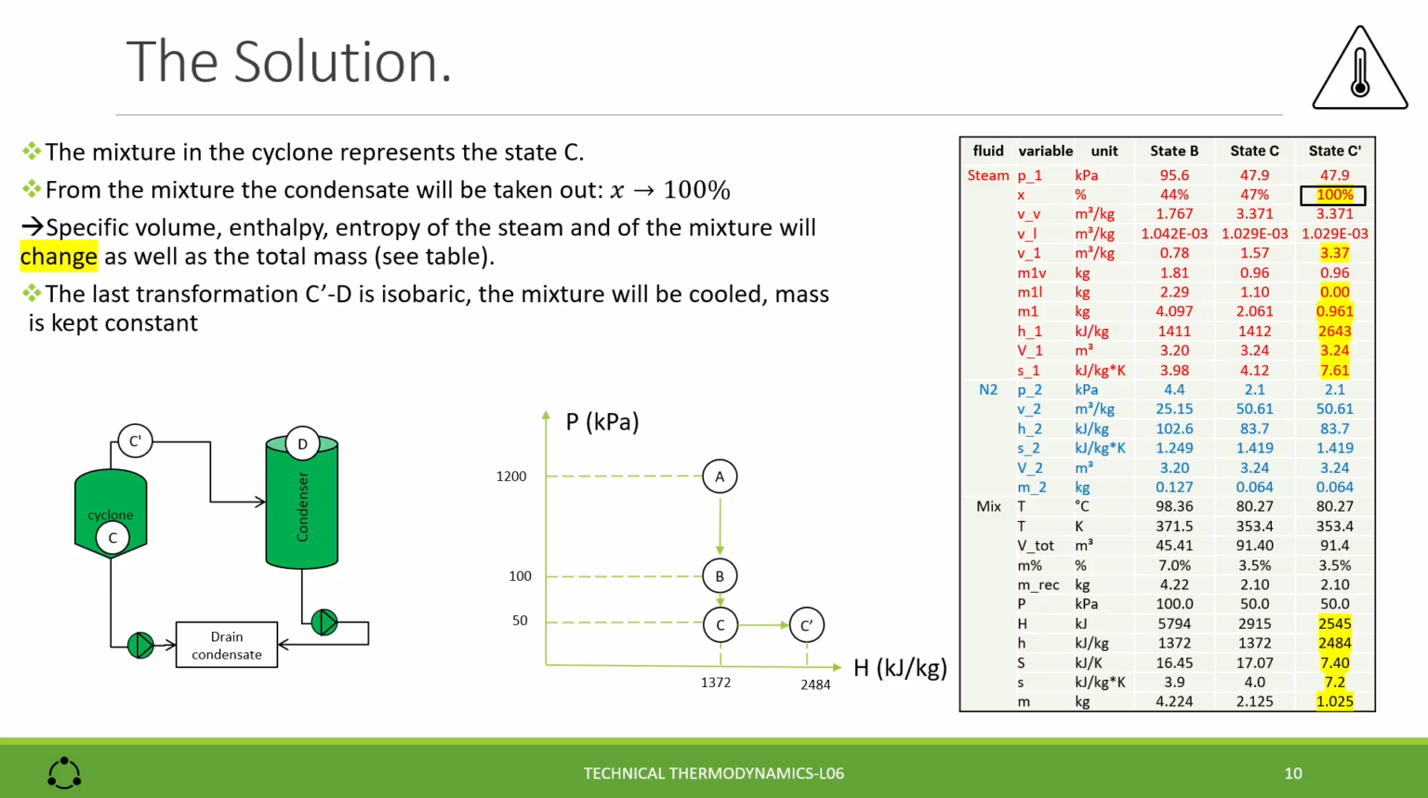Specific volume, enthalpy, entropy of the steam and of the mixture will change, as well the total mass. We can see all the changes in the right table in the last column. The changes are also evidenced in yellow with respect to the state C. The last transformation C'D is isobaric, the mixture will be cooled and the mass is kept constant.